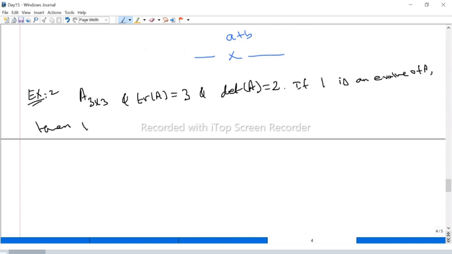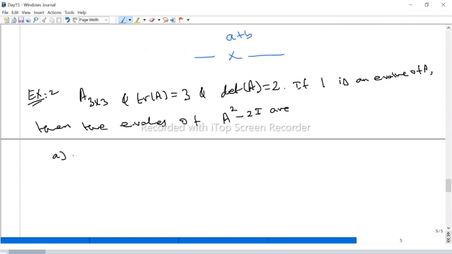Then what is the question? Then the eigenvalues of the matrix A square minus 2 times I are. So the first option is 1. Okay, anyway, no need to write all the options. Now we solve the problem.